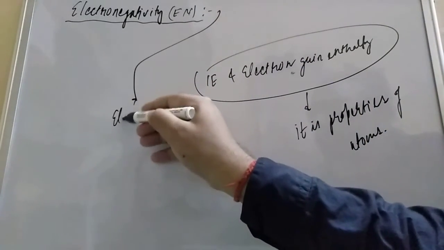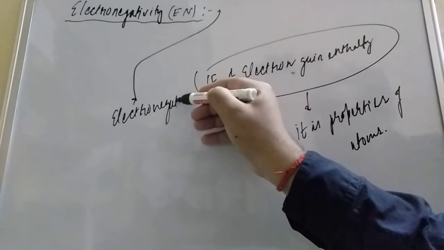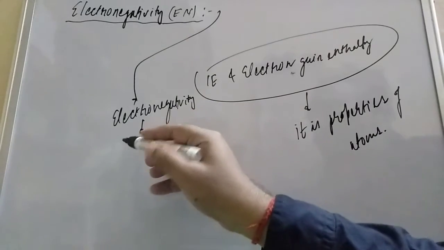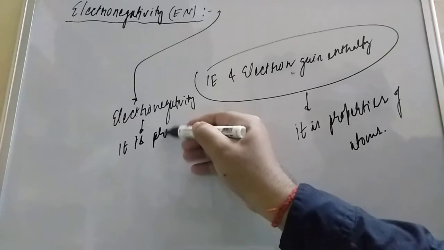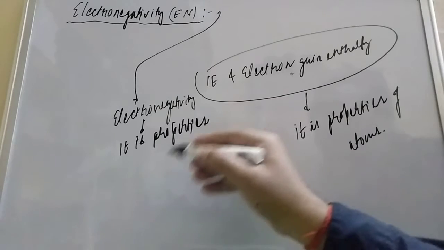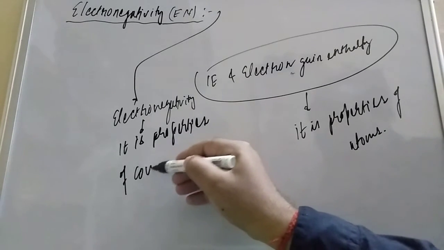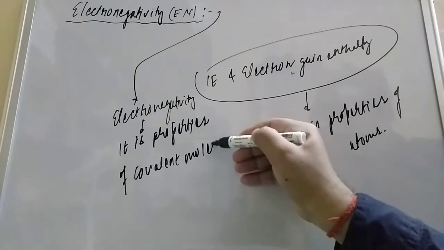And when you discuss electronegativity, here you see, the electronegativity concept is a property of a molecule. What kind of molecule? A covalent molecule. It is a property of a covalent molecule. So that is the difference also.